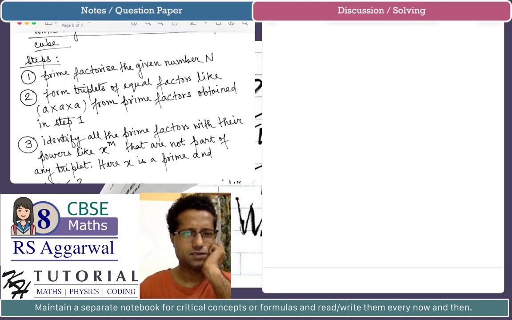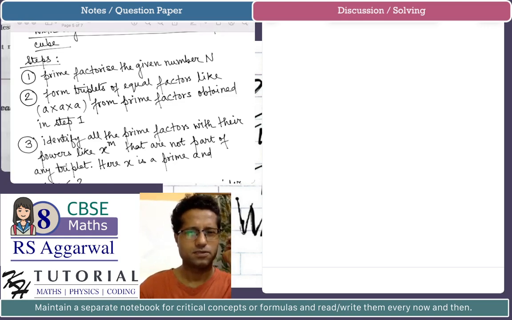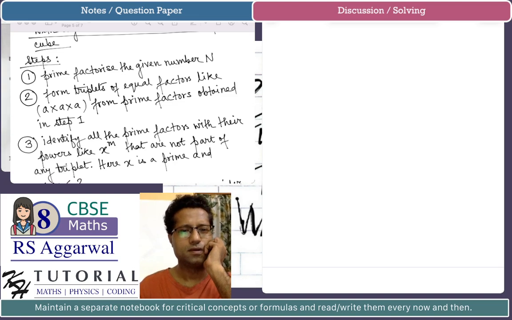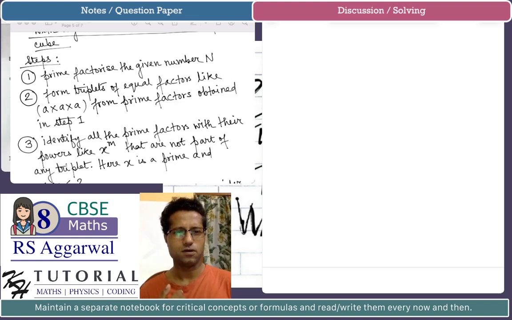So let's quickly see. Let's do some problems from exercise 4A. Let's do a problem of the first pattern. Can you see the problems?